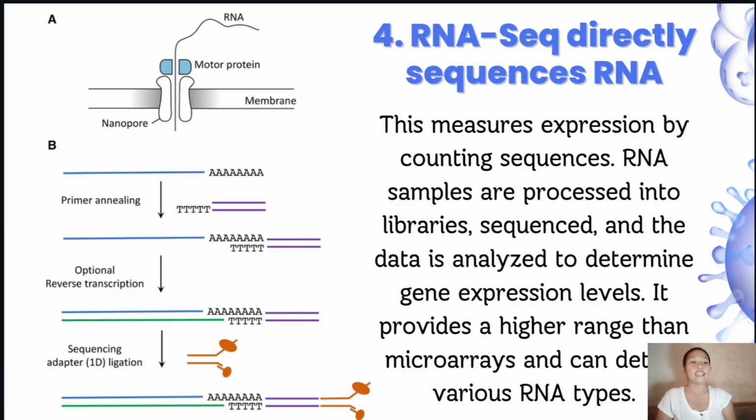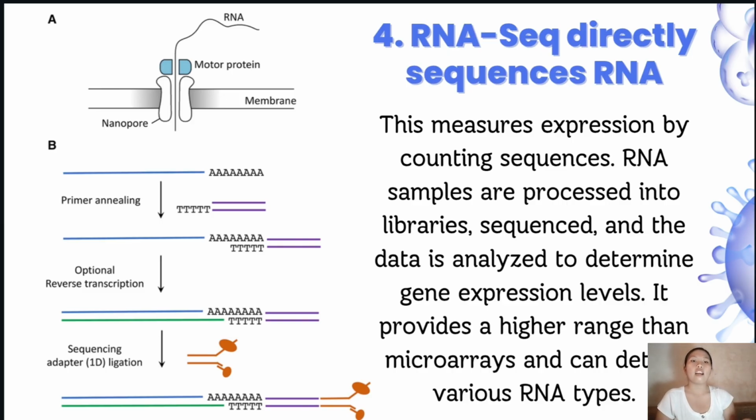Last but not the least is RNA sequencing, which directly sequences RNA. This measures expression by counting sequences, where RNA samples are processed into libraries, sequenced, and the data is analyzed to determine gene expression levels. It provides a higher range than microarrays and can detect virus RNA types. So this is one of the most modern and powerful tools. Instead of looking at specific known genes, it sequences every piece of RNA in a sample and counts them.